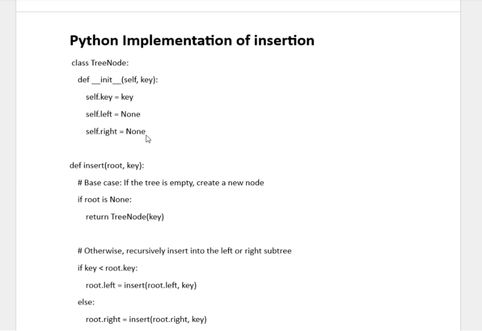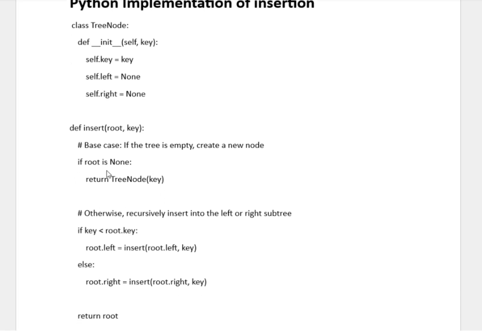We are writing an insert function to insert an element. If the root is None, that means the tree is empty, we have to create a new node. This is the line where we are creating a new node by calling the class. As I said, it's a constructor. The instance can be created by calling the class name. So here we have passed the key value. It is going here and making a node.